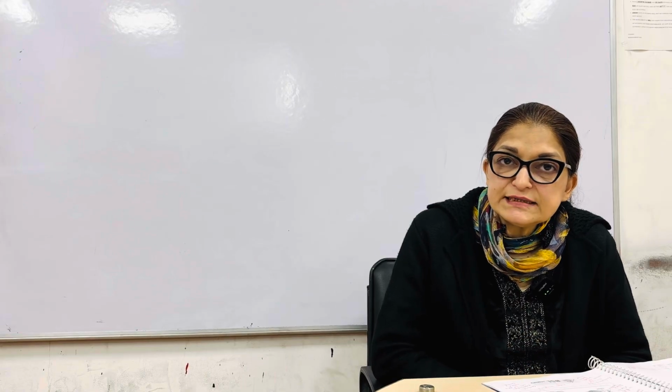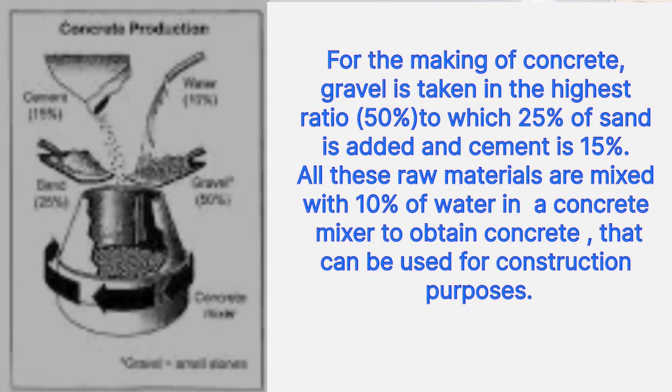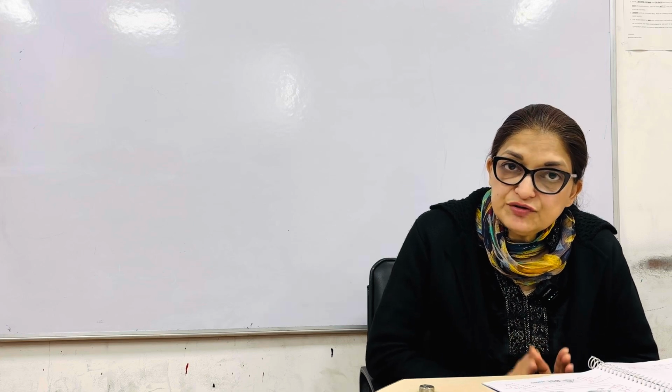Then we come to the second diagram. It can be noticed that concrete production is done in a concrete mixer where gravel is taken in the highest ratio, that is 50%. To which 25% of sand is added and cement is 15%. All these raw materials are mixed with 10% of water in a concrete mixer to obtain concrete that can be used for construction purposes. So this will be body paragraph 2.